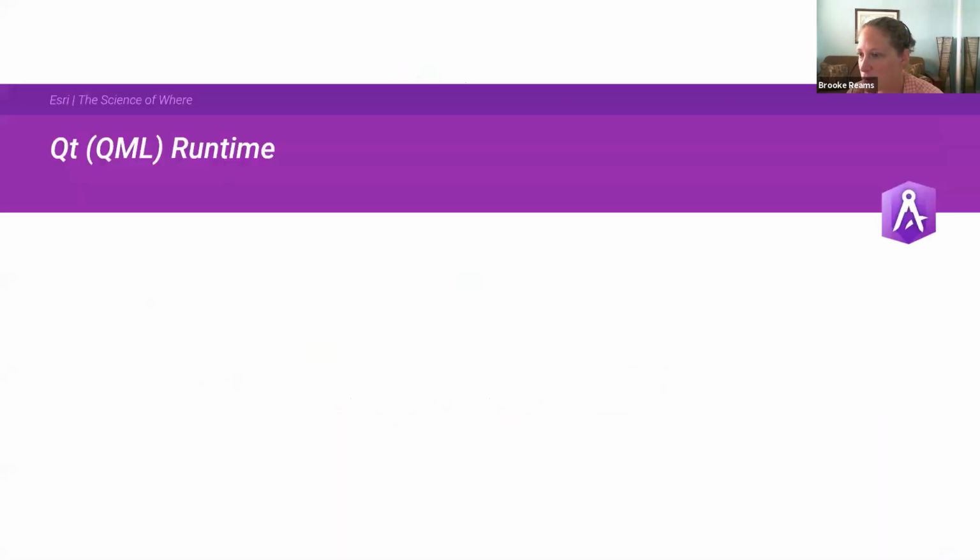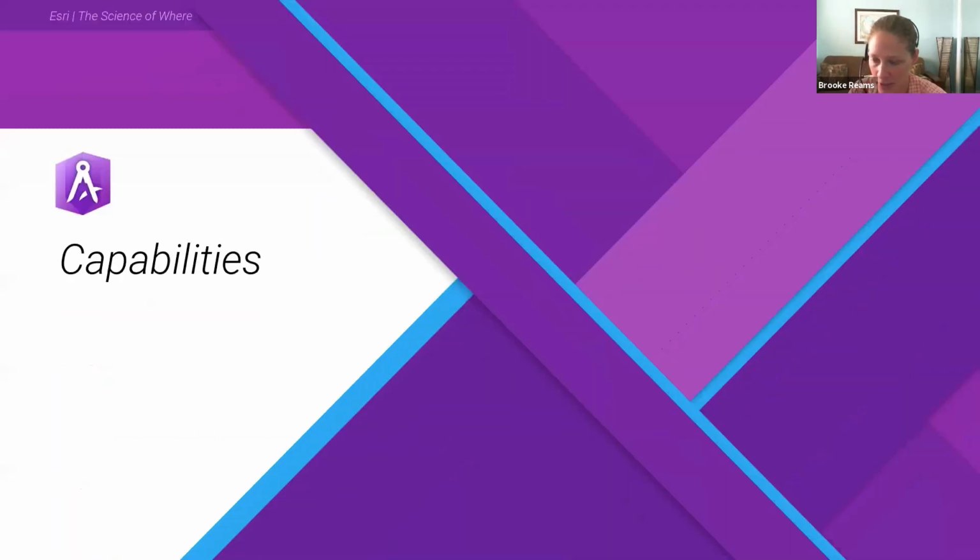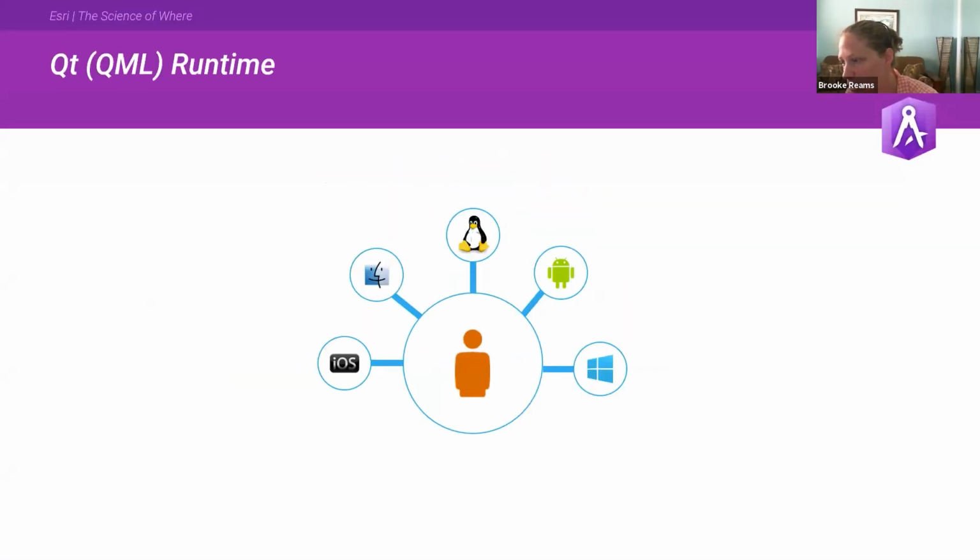But with AppStudio, you need one developer, one code base, and that app developed by one person can run on all of the devices. So that's really how QML stands out against the rest of the runtime APIs.